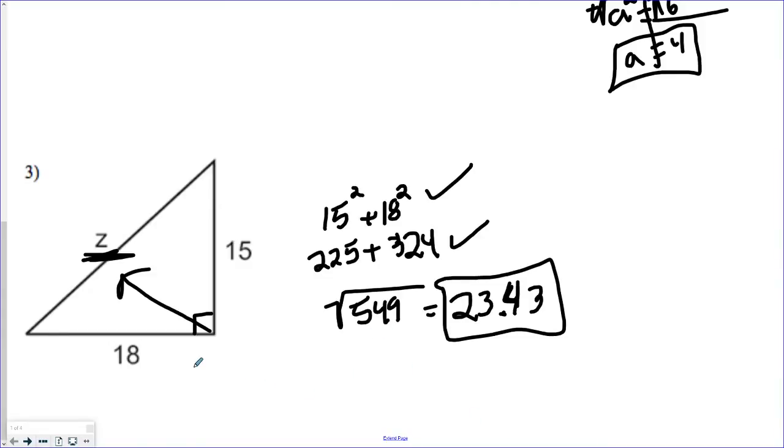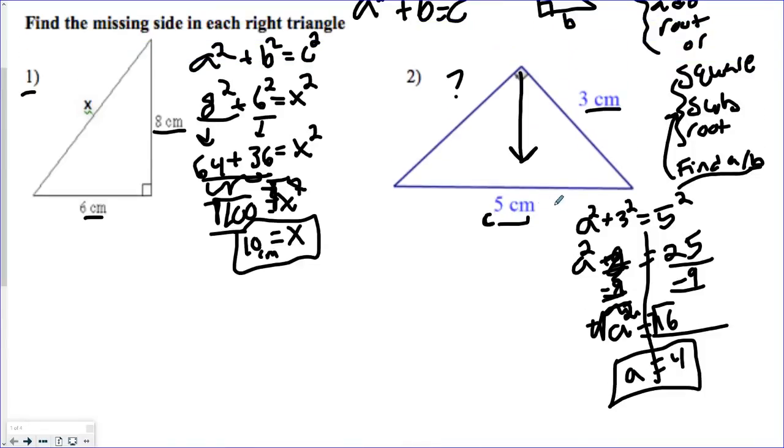And you can check your answer to see if it's reasonable, is that C should always be the biggest number. So Z here, which is in the C spot, 23.43. That's bigger than 15 and 18, so that's good. So that means my answer is probably pretty reasonable. Same thing for number 2. 5 is in the C spot. 4 is less than 5, which is good because the 5 should be the highest number because it's the hypotenuse. And then over here again, 10 is x, x is the C spot, and 10 is bigger than 6 and 8, so that's good because 10 should be the biggest side and 6 and 8 would be the smaller two sides.